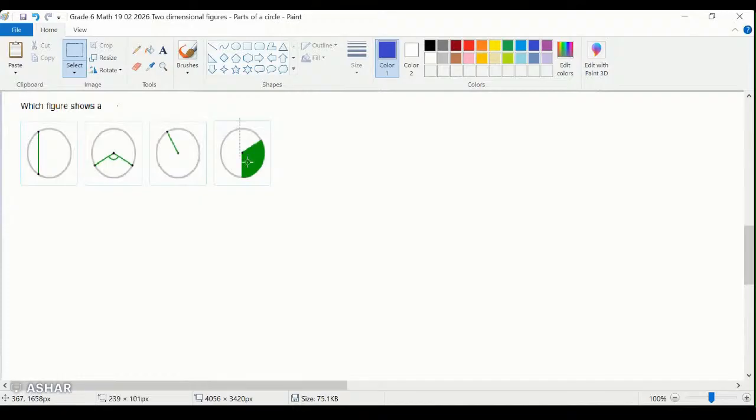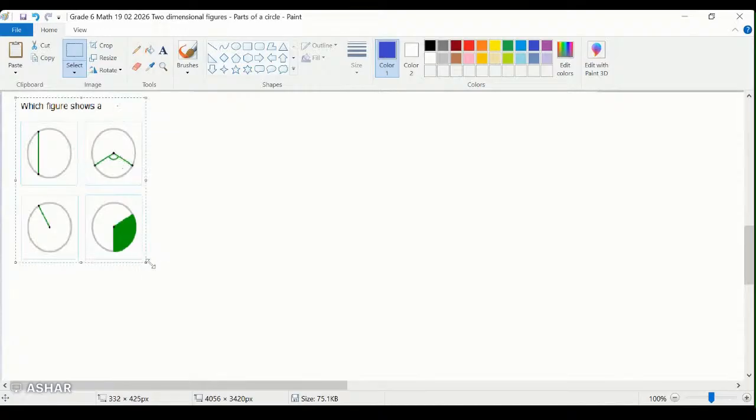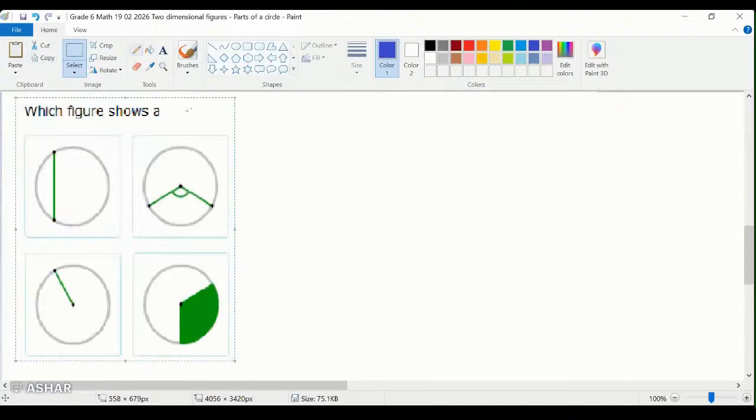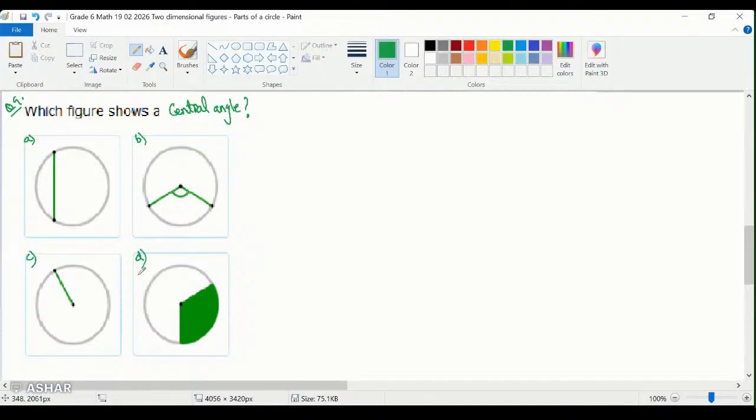If these two options were given to us. Which figure shows a central angle? This is question number 9. This is option A, option B, C, and D. A central angle, since the word angle is being used over here, so out of these 4 shapes, which diagram has an angle on it?